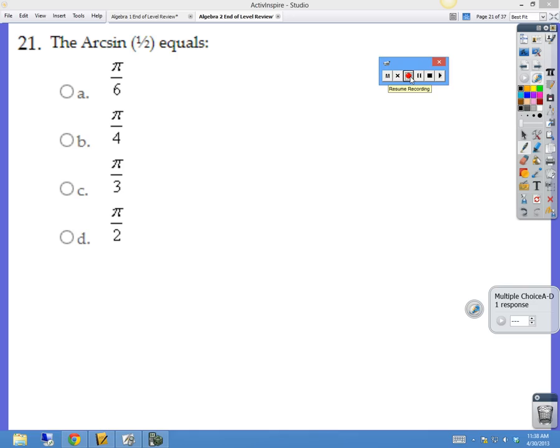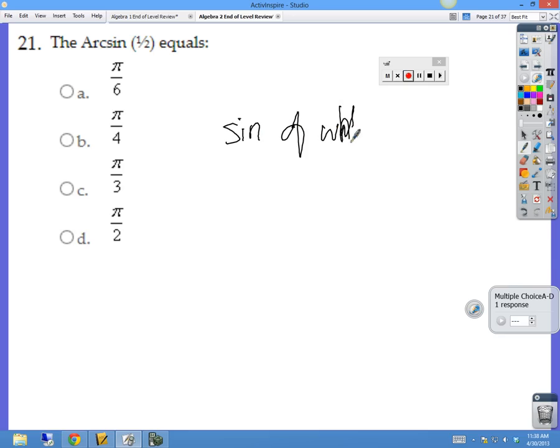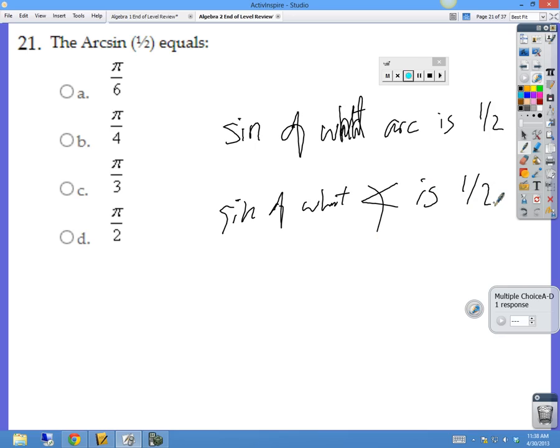Okay, the arcsin. What does the arcsin mean? It means the sine of, whoops, of what arc is 1/2, or the sine of what angle is 1/2. Because remember, angles and arcs are the same thing on the unit circle.